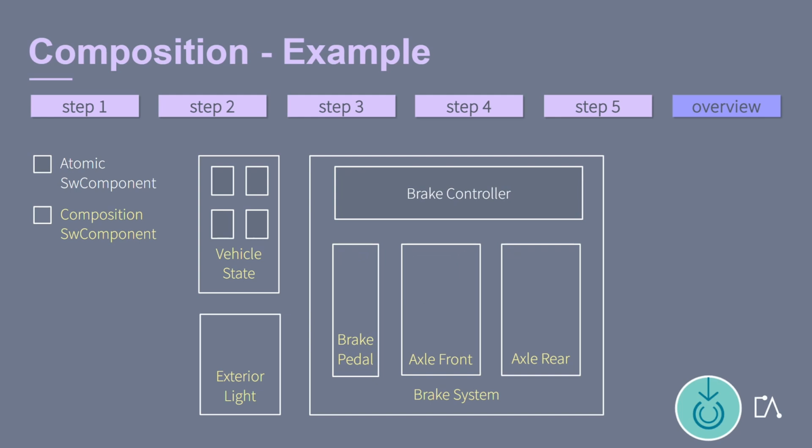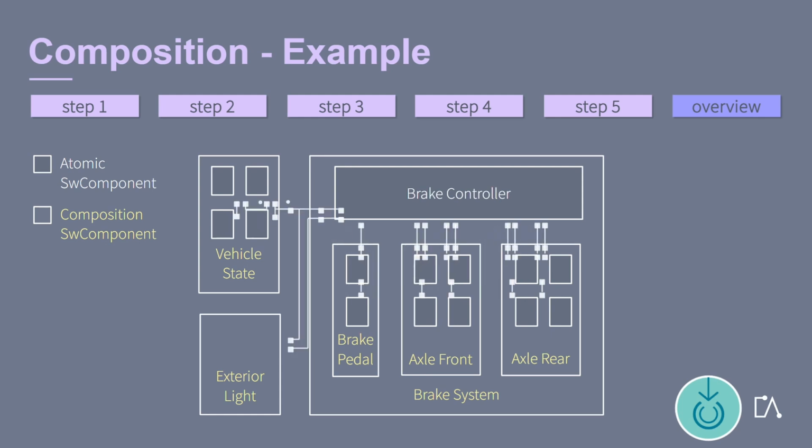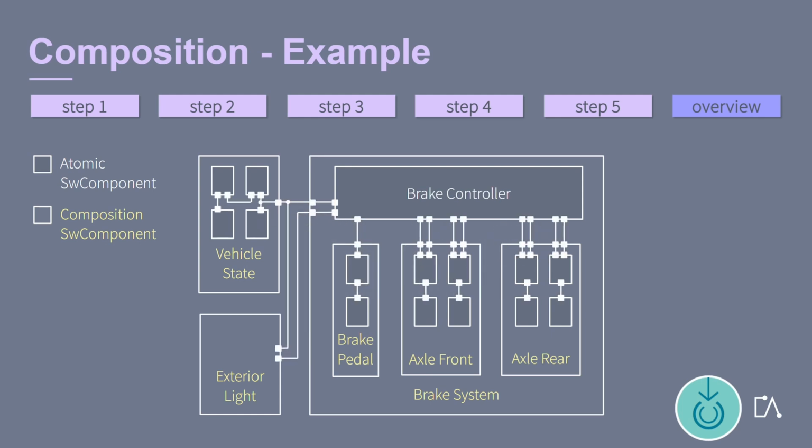Brake system consists of the atomic software component brake controller and the 3 compositions, brake pedal, axle front and axle rear. Brake pedal consists of 2 atomic software components, and the other 2 of 4 each. To complete this overview we fill in the ports and connectors.